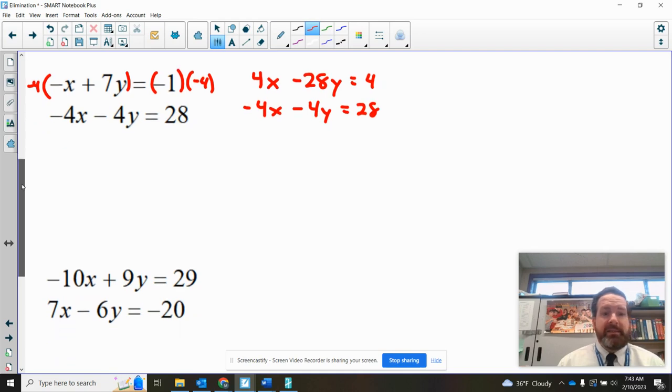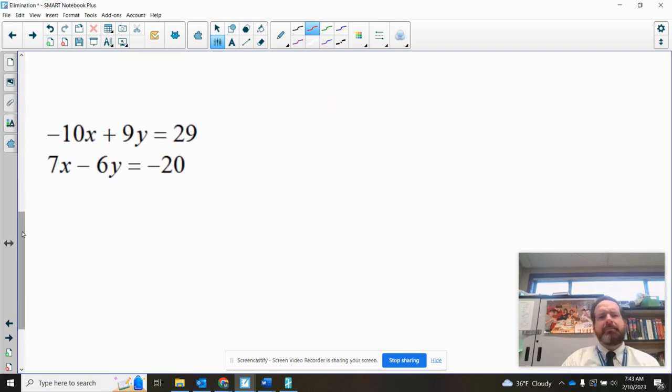Okay, and then let's check this one. Now, here we are going to have to multiply both equations, unless you're really comfortable working with fractions. So here's what I recommend. Take a look at your numbers. 7 and 10, those don't have factors in common. They're kind of big. 6 and 9, those do have factors in common, which means it's going to be easier to find a least common multiple.